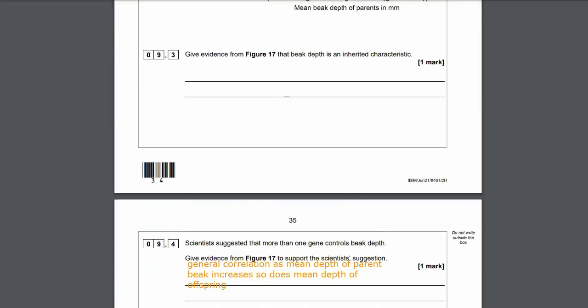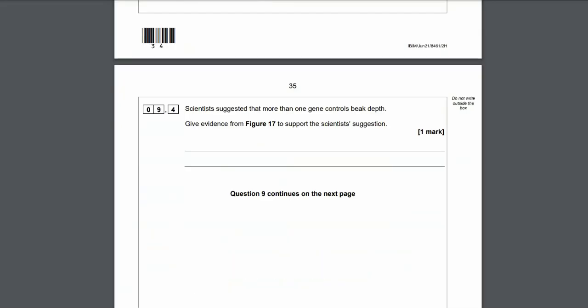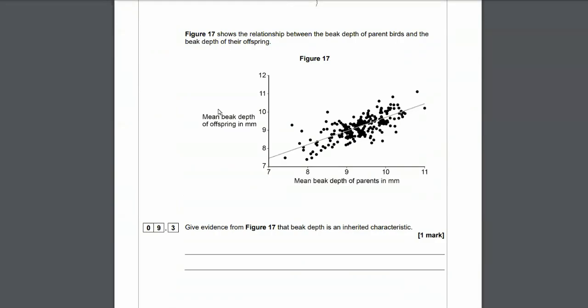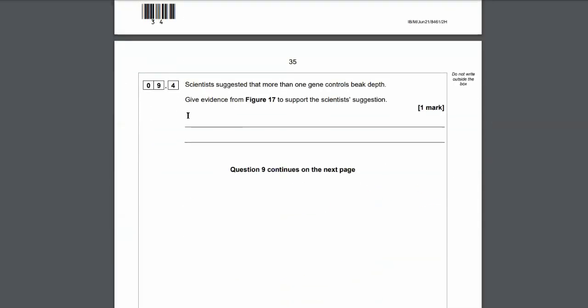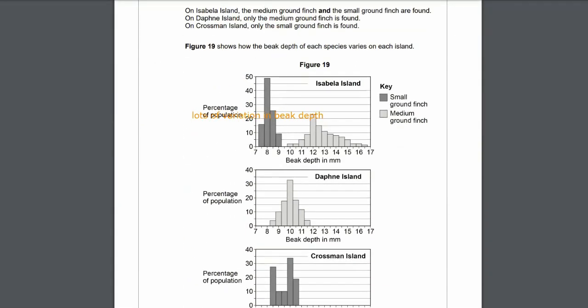9.4. Scientists suggested that more than one gene controls the beak depth. Give evidence from figure 17 to support this. So, how do we know that the genes are polymorphic, which means this characteristic is polymorphic? It has more than one gene that controls the beak depth. And the idea here is that there is lots of variation in beak depth. So even if you look at a particular beak length in a parent, there is lots of variation. So all different types of beak depth.